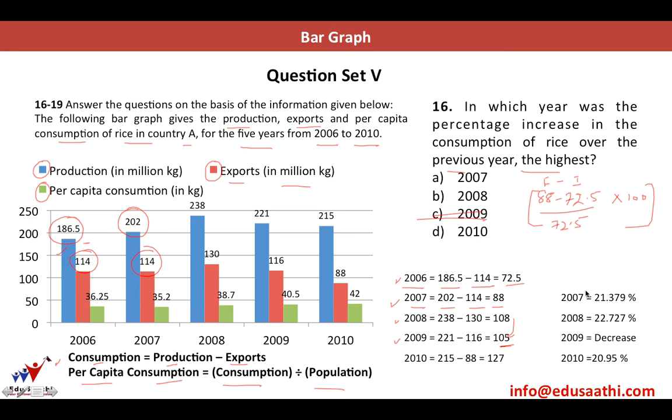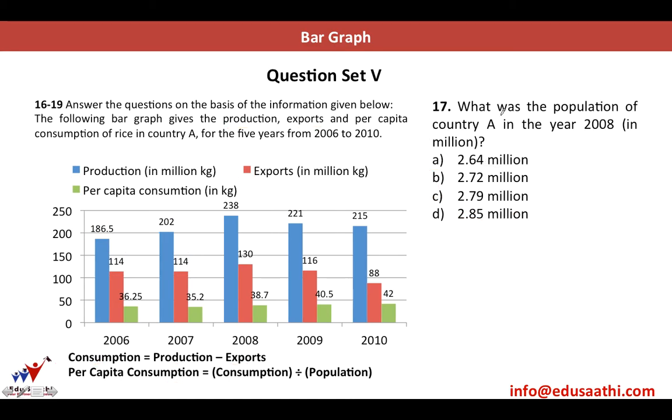Once you calculate using these formulas, you'll get for 2007 the growth is 21.379%. For 2008 it's 22.727, and 2009 you don't need to calculate because it's a decrease, and 2010 it's 20.95. So my correct answer option here is the year 2008.